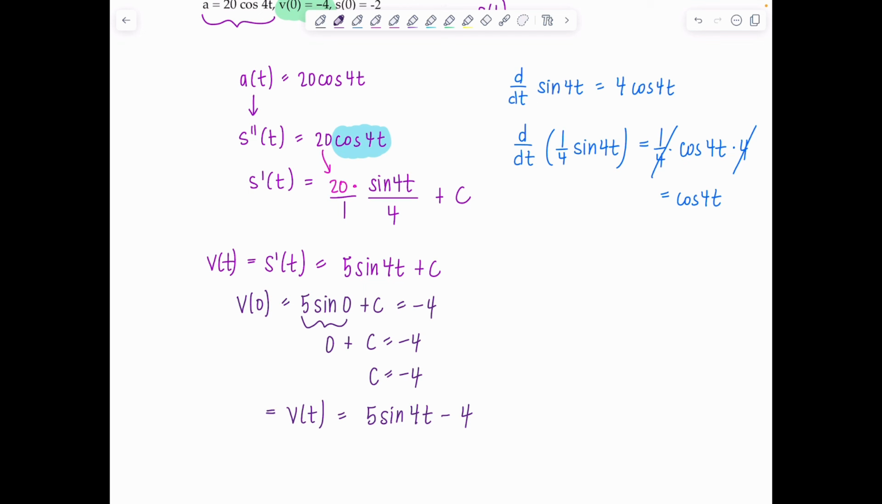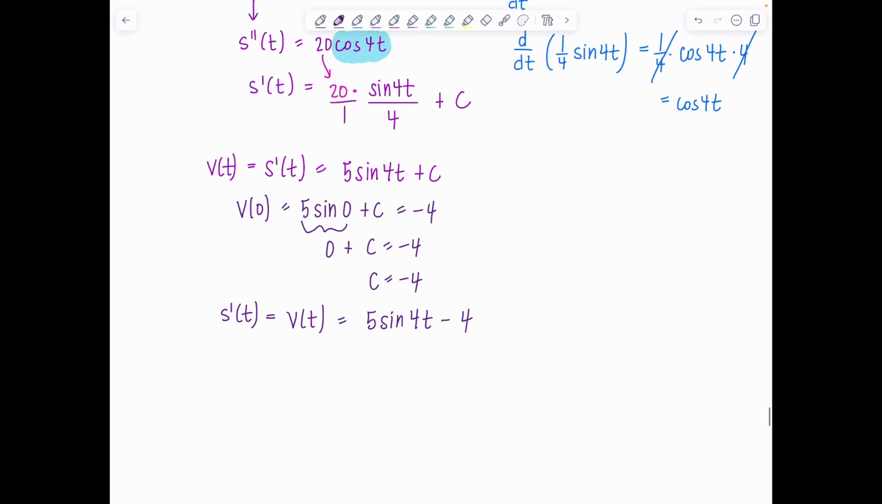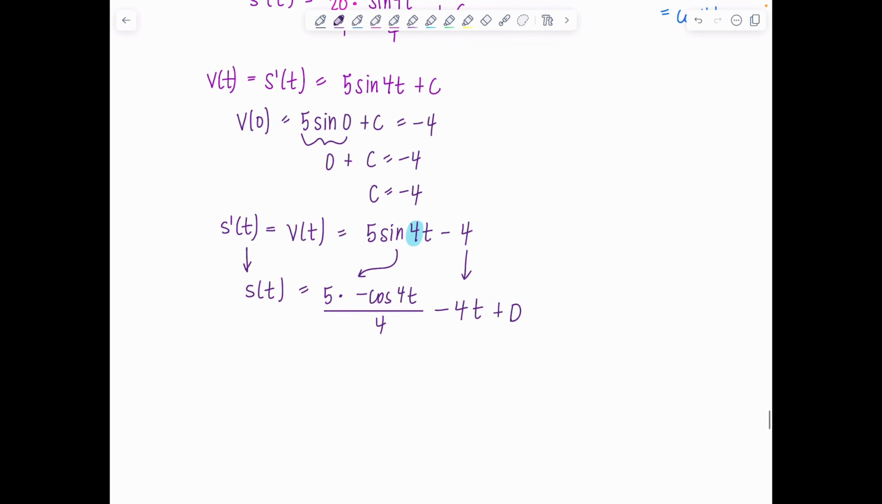Okay, remember this is still s prime. We want s of t, so one more antiderivative. So s of t would be, remember the 5 just hangs out, the antiderivative of sine 4t, whose derivative did I take to get sine something? Negative cosine something, and then I'm going to divide again by the 4. Basically, to undo the chain rule, we divide by those constants. Divide by 4. The antiderivative of -4 would just be -4t. And then I pick up one more constant. I already used c, so just put plus d. Okay? This is a hot mess. Let's rewrite it. S of t is -5/4 cosine 4t minus 4t plus d.